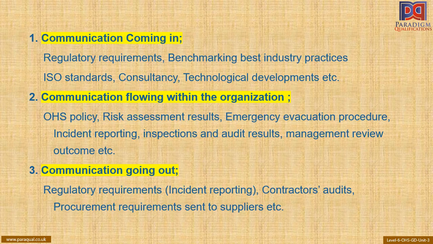The examples of communication coming in the organization can be regulatory requirements, benchmarking industry best practices, ISO standards, consultancy documents, any data regarding the technological developments, etc. And the examples of the communication flowing within the organization can be the OHS policy, risk assessment results, emergency evacuation procedure, incident reporting procedure, inspection and audit results, management review outcomes, etc. Examples of communication related to OHS which is going out of the organization can be the regulatory reporting, contractor audits, procurement requirements sent to the supplier, etc.